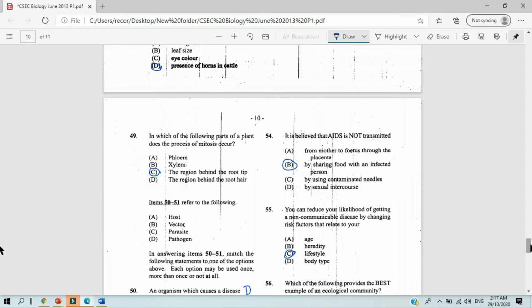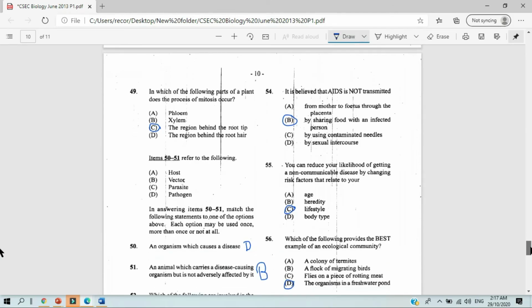Sorry, C is going to be our answer here. D, the region behind the root ear, is going to be the soil. So that is sort of out. So the best answer for 49 is going to be C. I did answer all the questions before I recorded this.